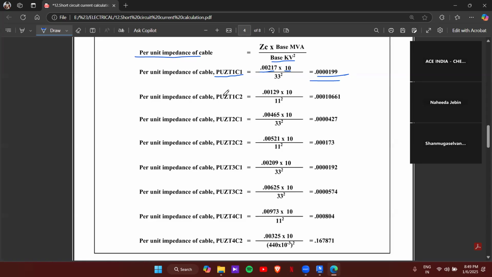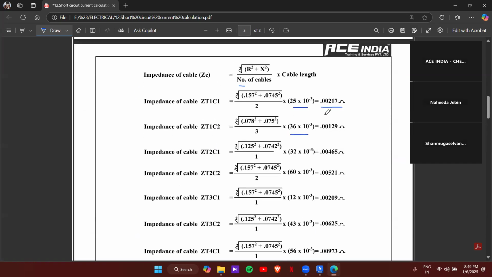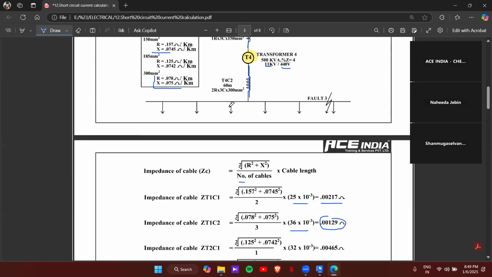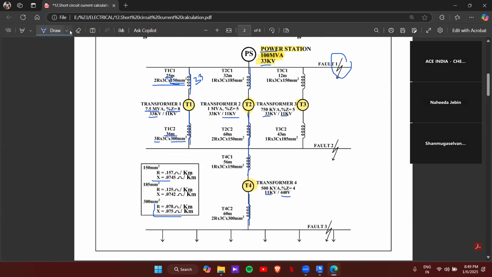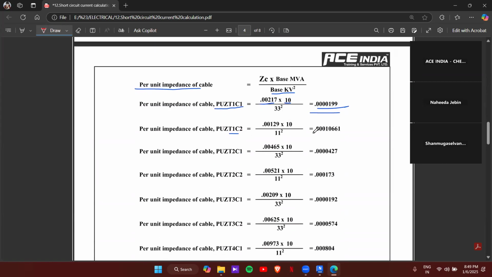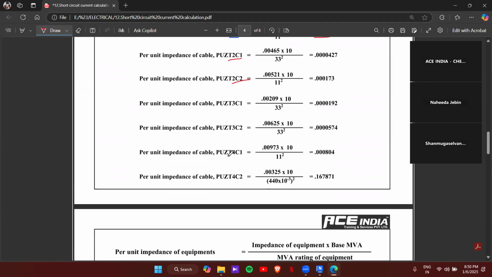Now, per unit impedance of T1 C2, that is transformer 1, cable 2. We already have the value 0.00129 into base MVA 10 and base kV square. This is the cable, right? And here the supply voltage is 11 kV. So 11 square. Once you have done that, you will get 0.000106661. Similarly, you can find for all the cables: T2C1, T2C2, T3C1, T3C2, T4C1 and T4C2.